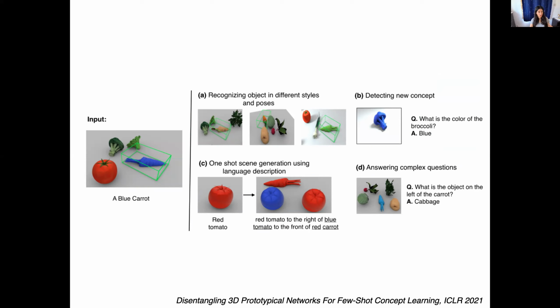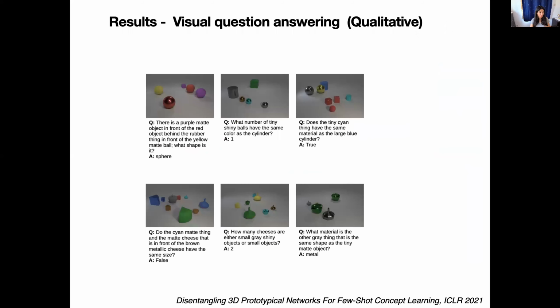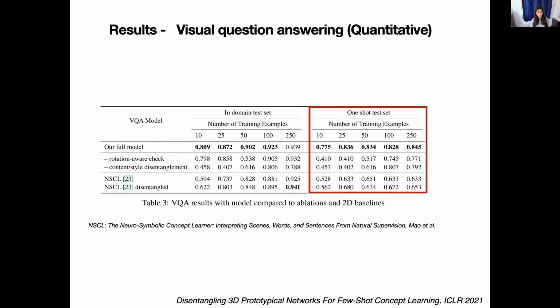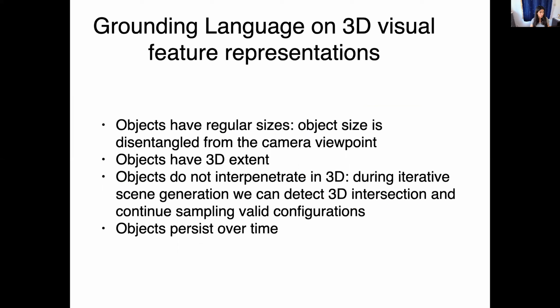So what we show in this work is that you can answer questions from novel content-style combinations. You can also generate scenes exactly like before. And you can do this with very little data. So here we show what can happen if you have only 10 or 25 or 50 training examples. And we show that the 3D model we just described does better than the 2D neural symbolic model, despite adding disentanglement in the 2D neural symbolic model. And rotation awareness and the disentanglement both help, both within domain as well as in one-shot generalization.